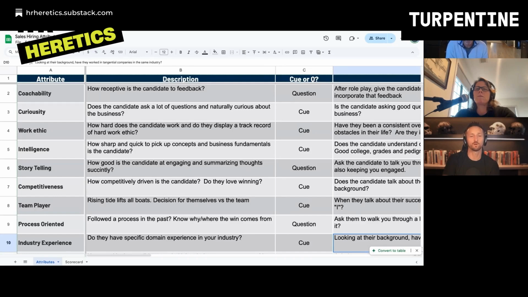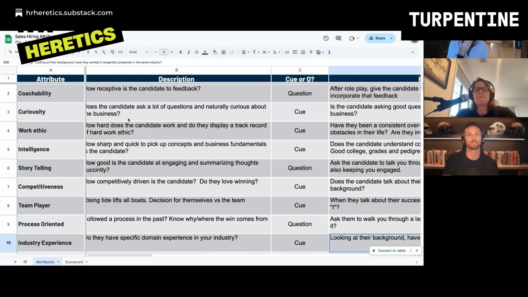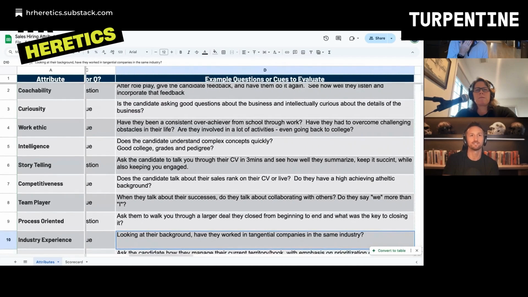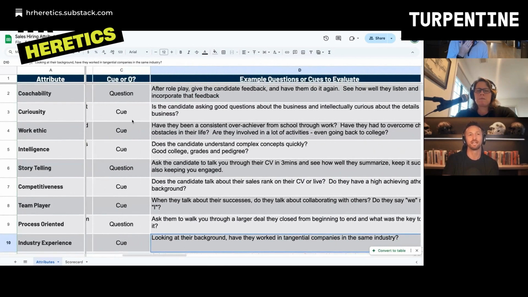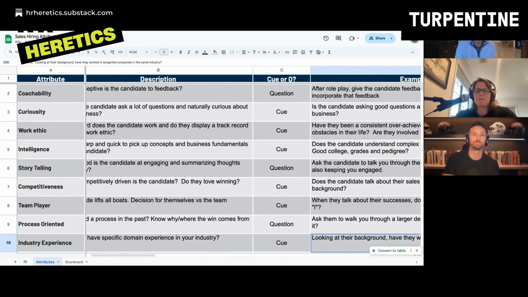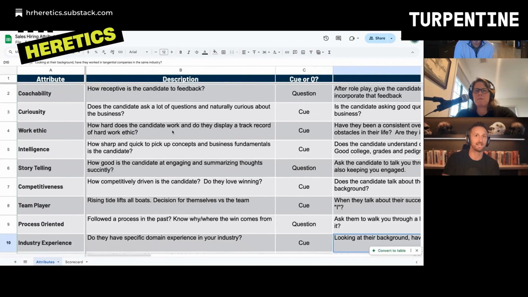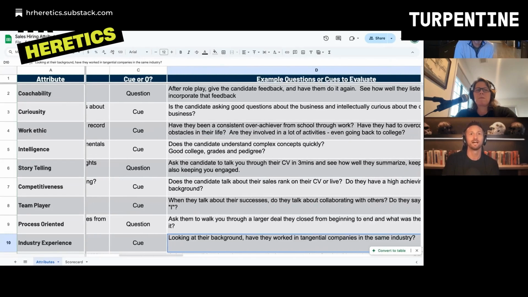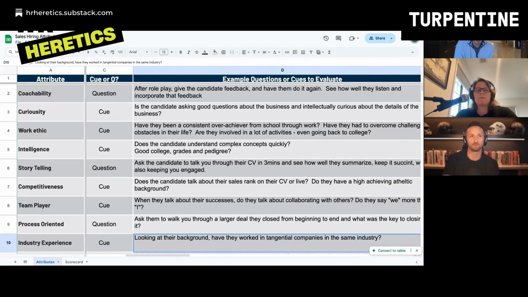That's super interesting. Okay, so if you're listening and you're not watching on video, what we're looking at here is a Google sheet that has four columns. Column one says attribute, two says description, three says cue or question, and then four says example questions or cues to evaluate. For example, you have coachability, and then is the candidate, or how receptive is the candidate to feedback? That's a question. And here's an example question, which is after the role play, give the candidate feedback and have them do it again.